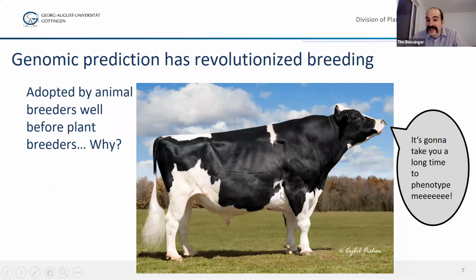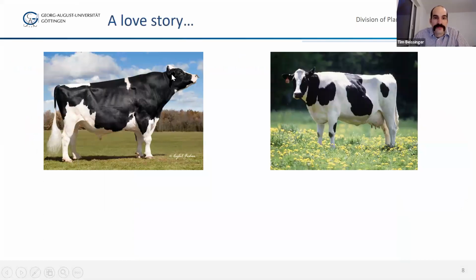So this is a Holstein bull, and he's being bred for milk production. And you obviously can't measure the production of milk coming from this bull. So to figure out how breeding works with a bull, let's tell a little love story.